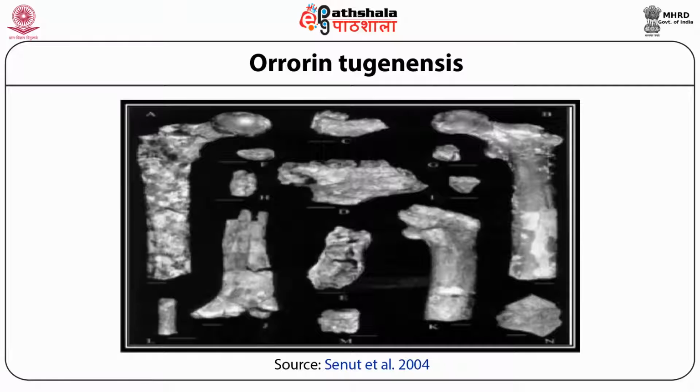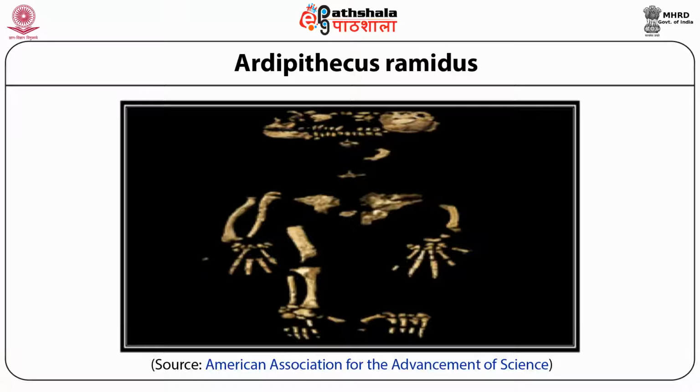Ardipithecus ramidus. This species was discovered by a team led by Tim White and Asfaw and Suwa in 1994. Most remains are skull fragments. It has been dated about 4.4 to 5.8 million years. Evidence suggests that they were possibly bipedal and that some individuals were about 122 centimeters tall.